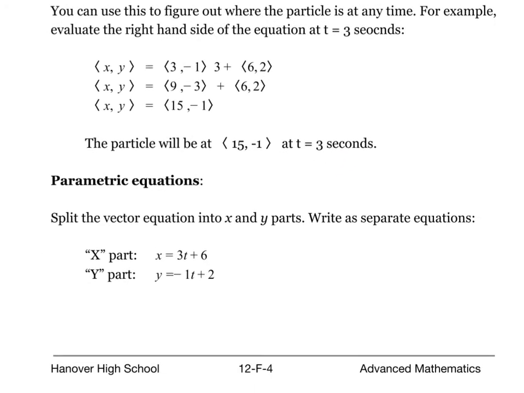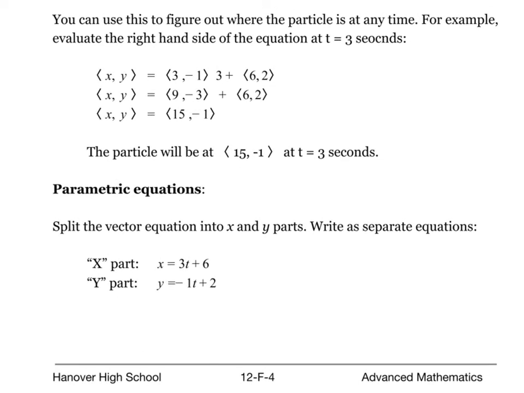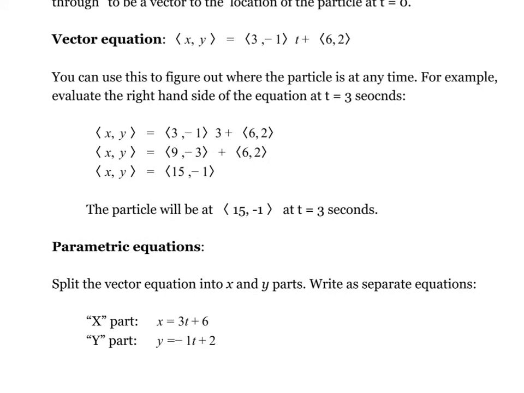Now, parametric equations. All we do is take the vector equation and split it into its x and y parts. So, for example, in this vector equation above, you take the x part, here's an x, write it down there. Here's the slope vector part, the x part of that, write that here. Take that independent variable, bring it down as well. And here's the x component of the initial position vector.